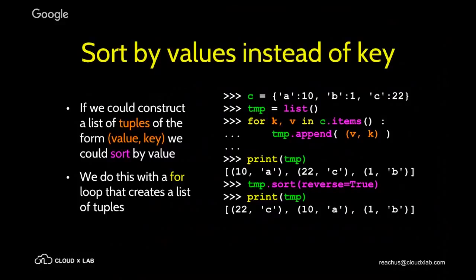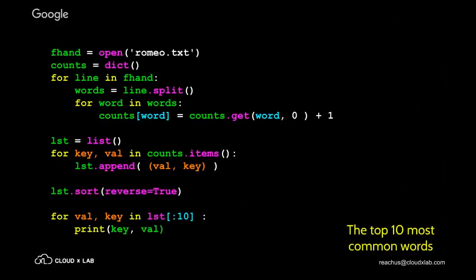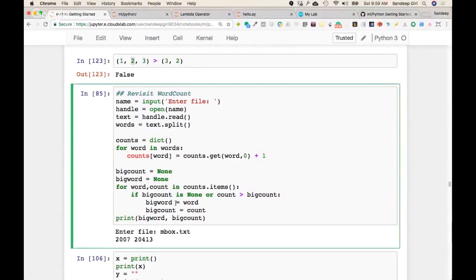If we could construct a list of tuples of the form value and key, we could sort the elements based on the value. We can do this with a for loop that creates a list of tuples. So let's say we want to find out the top 10 most common words. I'll show you.